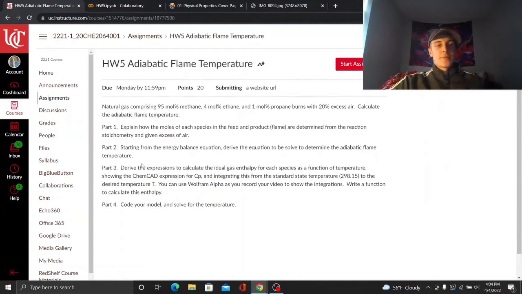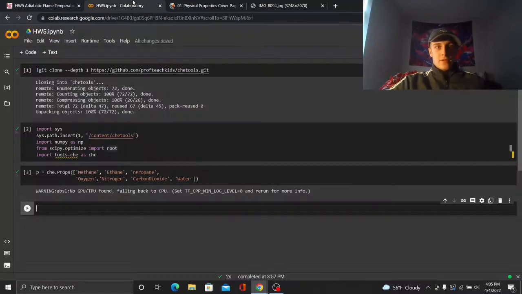So in this video, we will be deriving the expressions to calculate the ideal gas enthalpy for each species as a function of temperature. And how we're going to do this is through Python. I've already put in a few imports in here, getting our GitHub CHE tools that we have used in other videos, and then I imported NumPy, and then we're going to need SciPy's root finder, and then obviously the tool CHE.